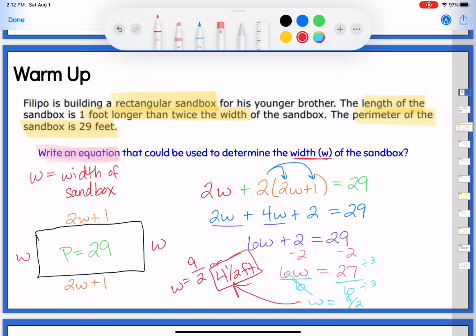It turns out that... did I reduce that all right? 27 divided by 3 is 9. 6 divided by 3 is 2. Oh, okay, all right. So you could write 4.5 there if you want. I thought I was going to get some kind of crazy decimal, but it turned out okay.